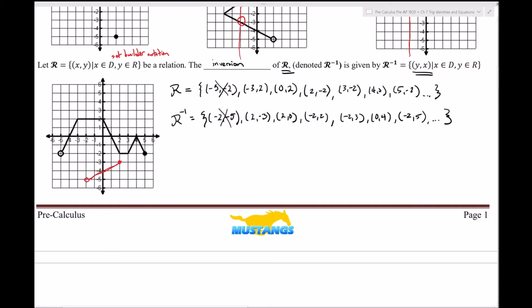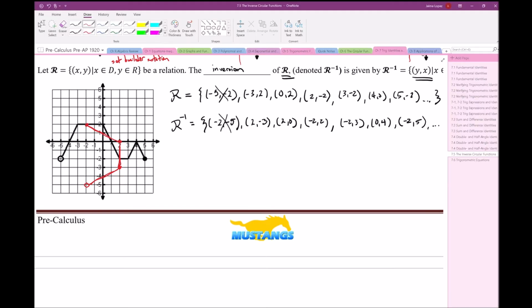Yeah, that's fine. 2, 0 is this one. Straight line through those. Negative 2, 2. So negative 2, 2 is here. Straight line through those. The next point after negative 2, 2, I see negative 2, 3, which is up here. Straight line through those. Then 0, 4. And then 5, negative 2. Oh, sorry, negative 2, 5.